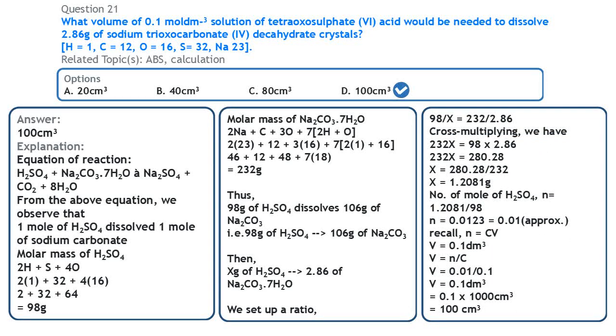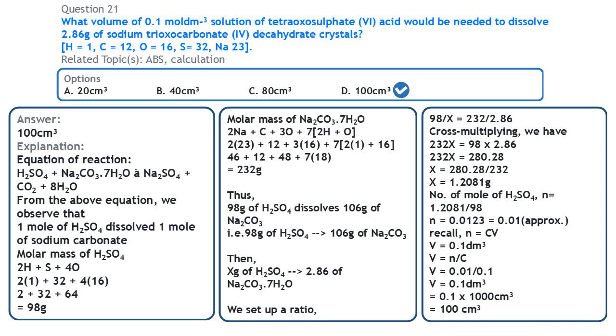We then set up a ratio here. So we have 98 over X is equal to 232 over 2.86. Then from here we can cross multiply, using this denominator to multiply the numerator here, and this to multiply the numerator here. So we have 98 times 2.86 is equal to X times 232, which is 232X. So 98 times 2.86 will give us 280.28.